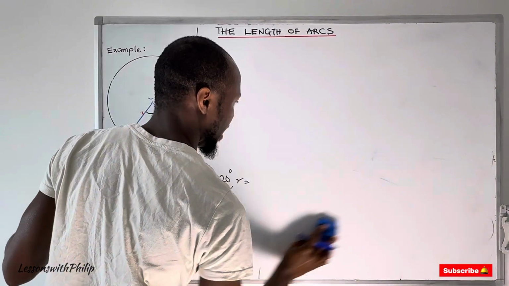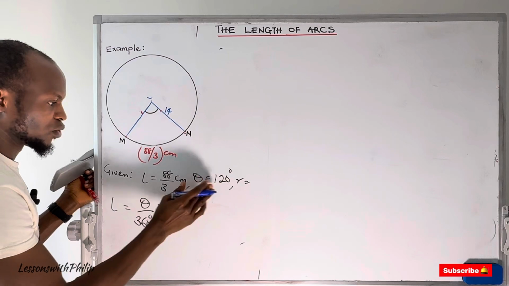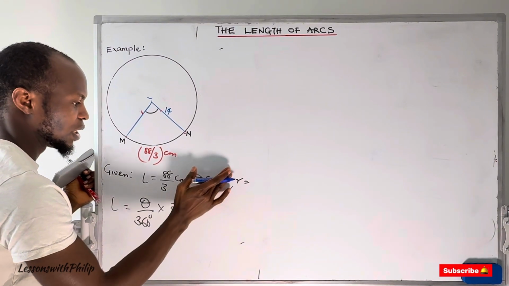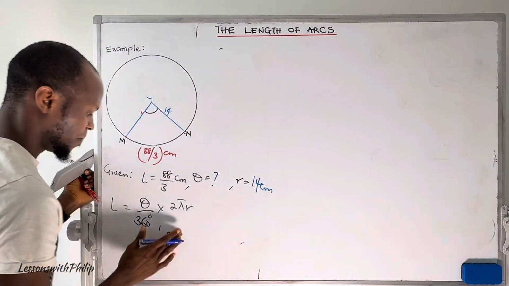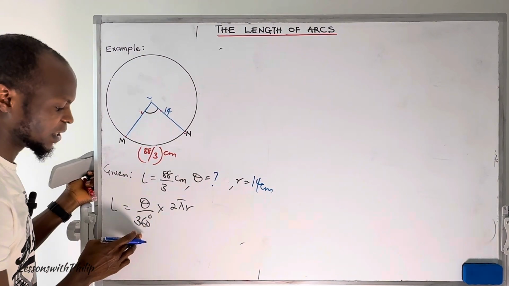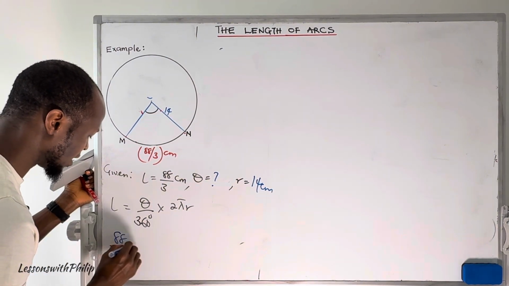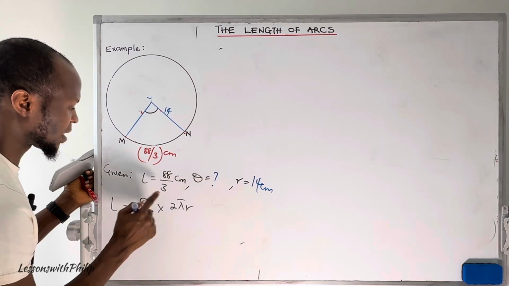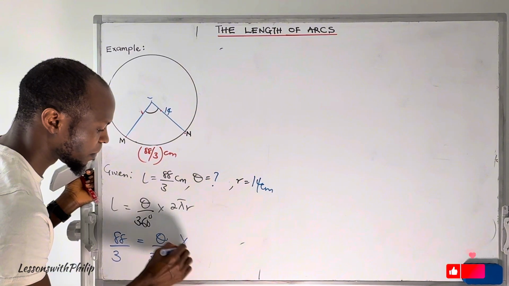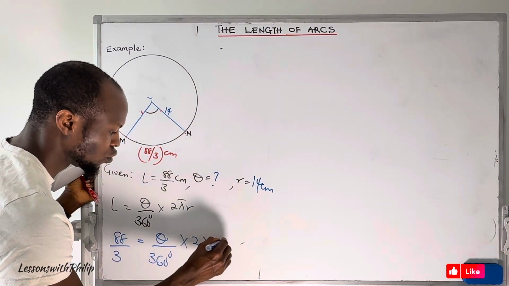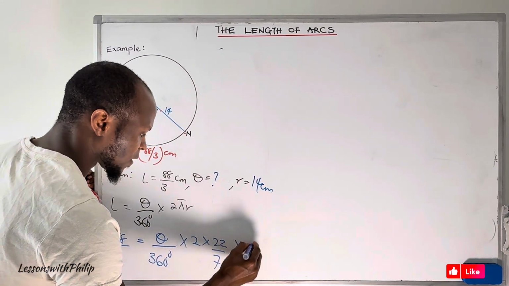Since you're given the length of an arc, let's solve this together. In this case, we are not given our angle, the angle subtended, but we're given our radius to be 14 centimeters. Now the length of an arc equals theta over 360 multiplied by 2 pi r. The length of an arc is 88 divided by 3 centimeters, our theta is not given, divided by 360 degrees, multiplied by 2 times 22 over 7. Our radius has been given to be 14, that's times 14.